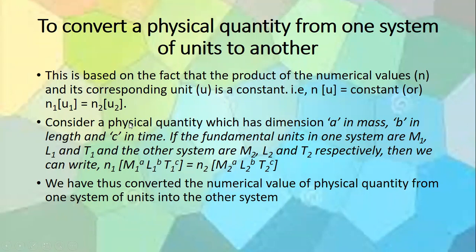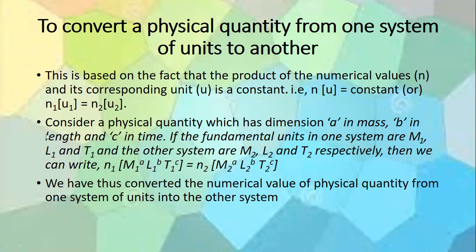Now we are going to take a physical quantity which has dimension a in mass, b in length and c in time. So we can write it as M raised to a, L raised to b and T raised to c. In one system we write it as M1 L1 T1, and in another system M2 L2 T2. So n1 is the numerical value of the first system, and the unit can be written as M1 raised to a, L1 raised to b and T1 raised to c. And n2 is the numerical value of the second system, with unit M2 raised to a, L2 raised to b and T2 raised to c. Using this relation, we can convert one system of unit to another system of unit.